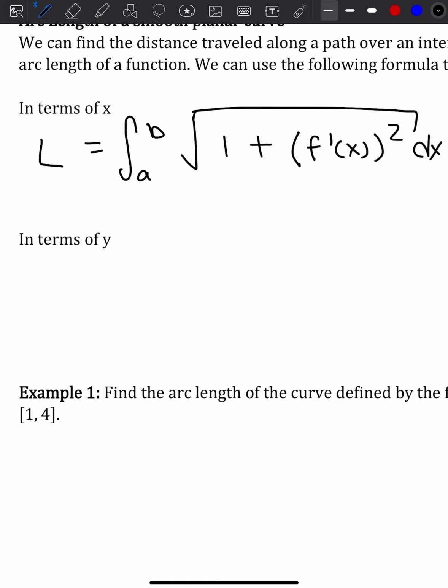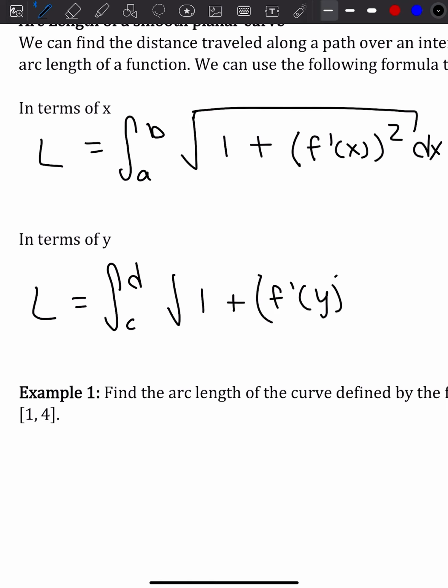So in terms of y, the only thing that's going to be different are the bounds in terms of y instead of in terms of x, but we still have that 1 plus the derivative of y this time, squared, dy. So they're pretty similar, but this is what it is.